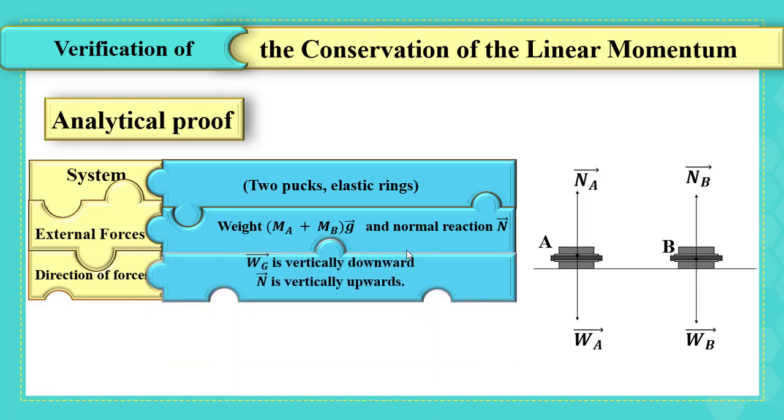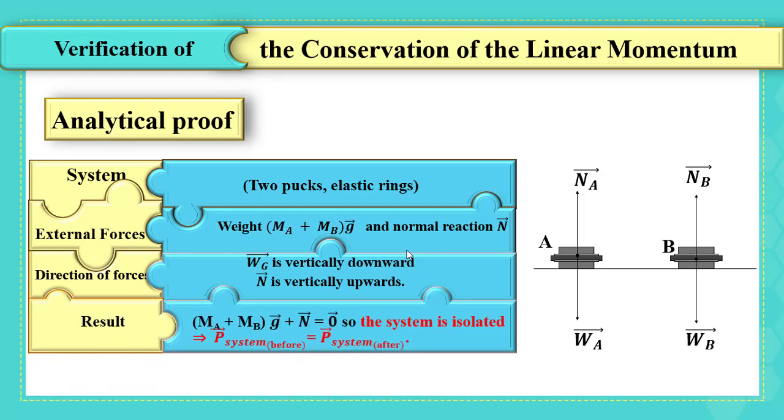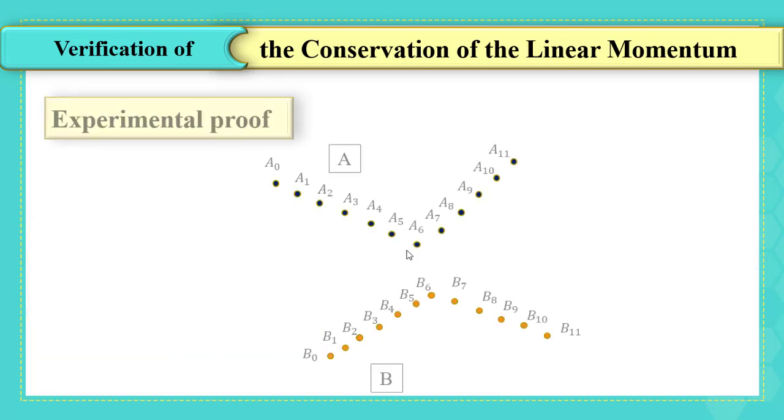What's the result then? If we add these two forces, then the answer is the zero vector, so the system is isolated. Then the linear momentum of the system before collision is equal to the linear momentum of the system after collision. Be careful that these steps are important to you in solving some problems.